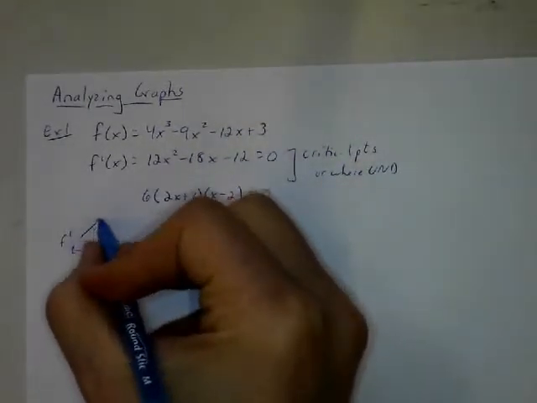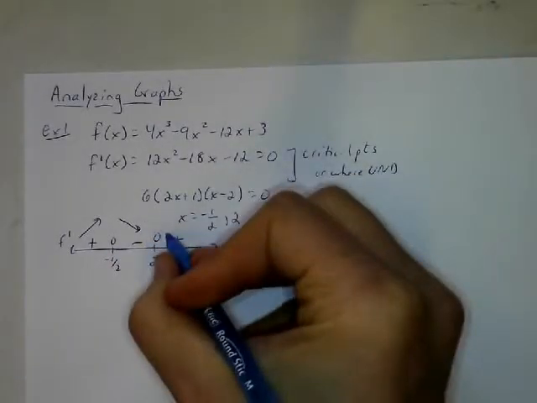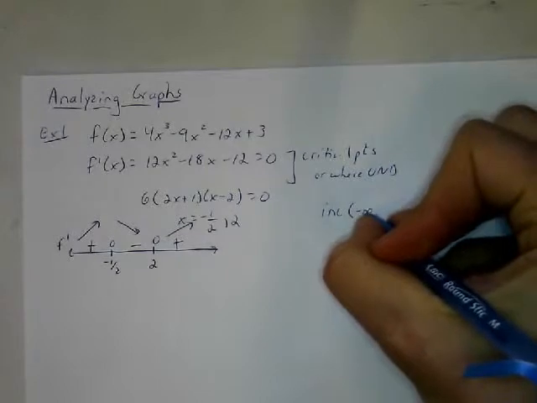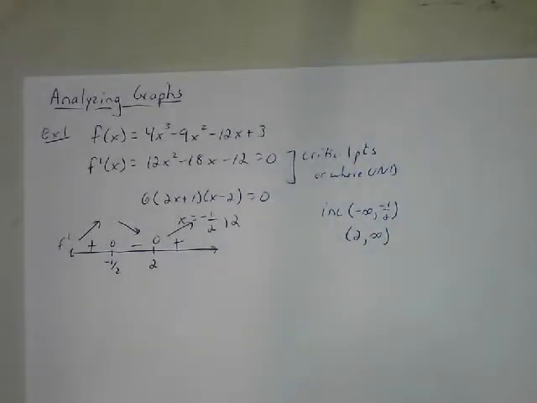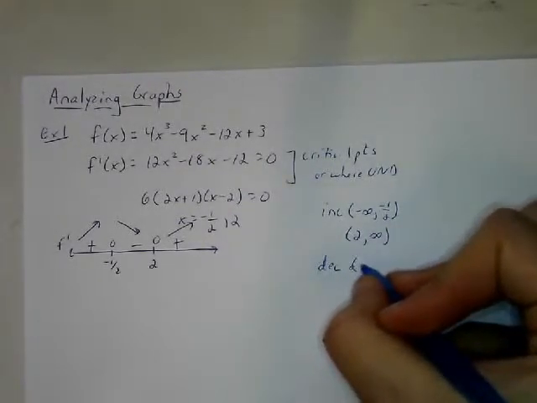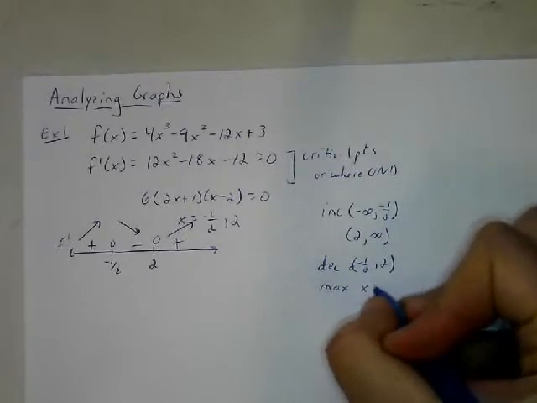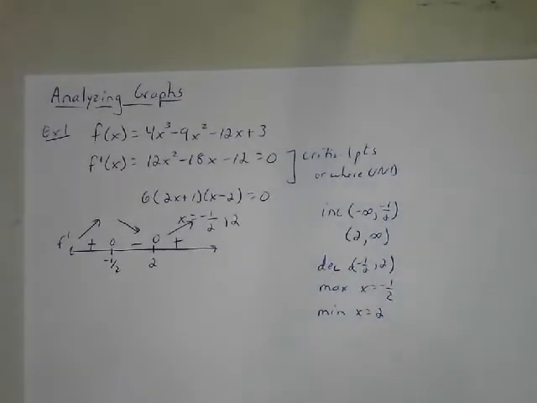If the derivative is positive, f is increasing. If the derivative is negative, f is decreasing. So we now know that this is increasing from negative infinity to negative 1/2 and from 2 to infinity. Notice these are all open intervals. There are no brackets here because at negative 1/2 and at 2, the derivative is 0, not positive, not negative. It's decreasing from x equals negative 1/2 to 2, and you have a max at x equals negative 1/2 and a min at x equals 2. So that's the first part of the problem.